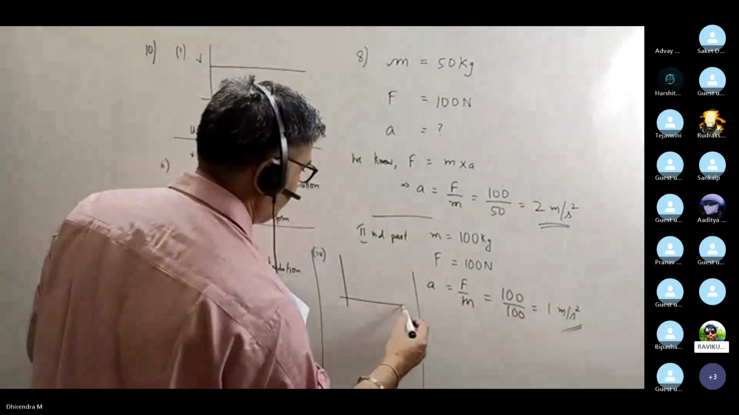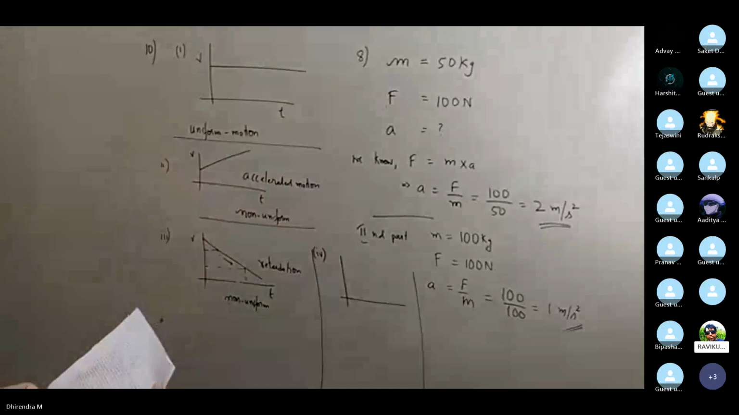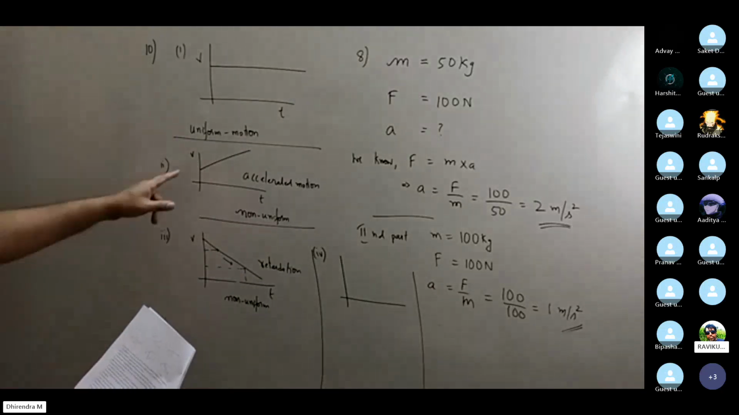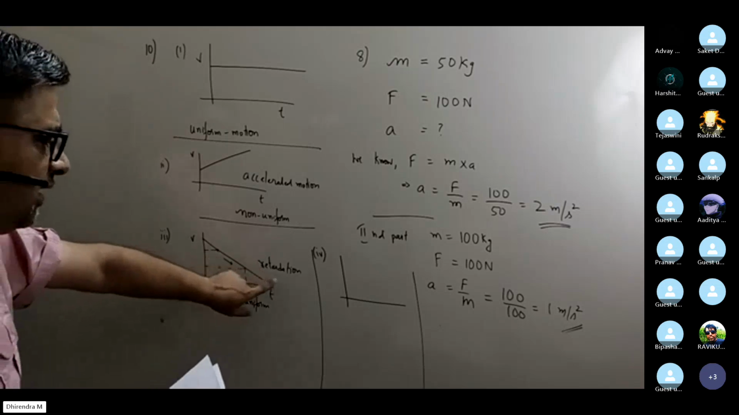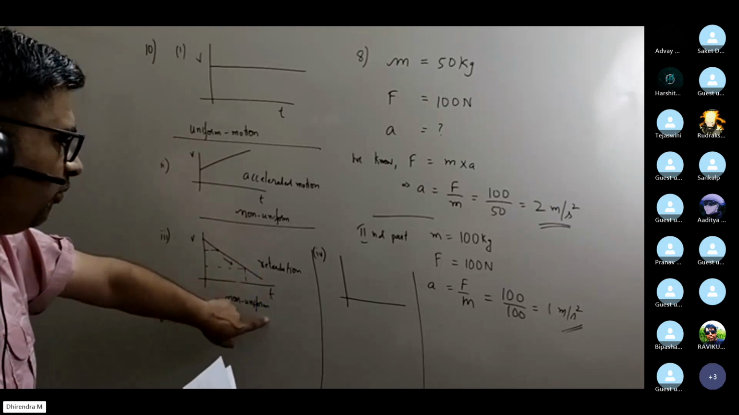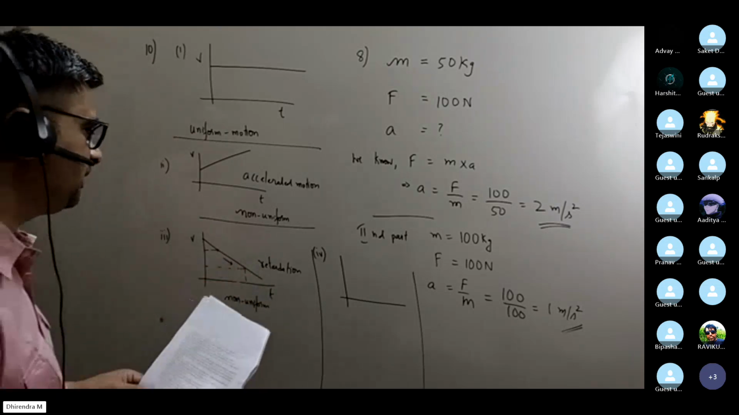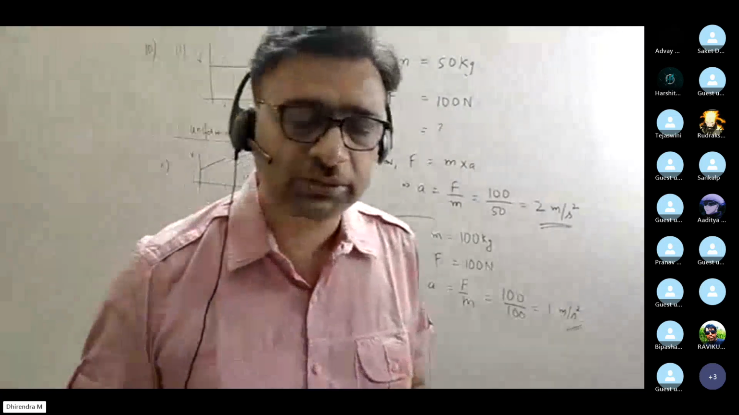Sir, in the third one, why can't we call it uniform retardation? Yes, it is uniformly retarded as well. That's also correct.